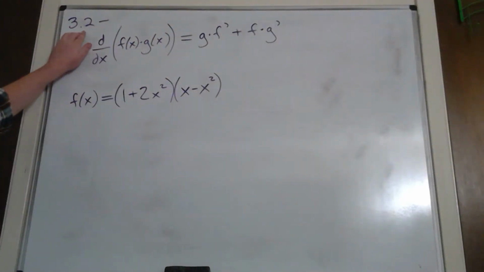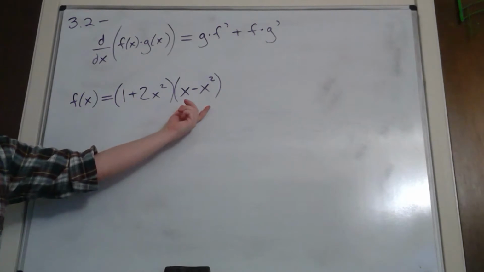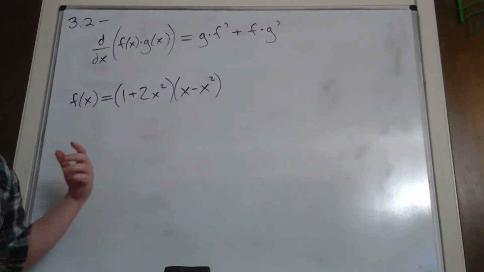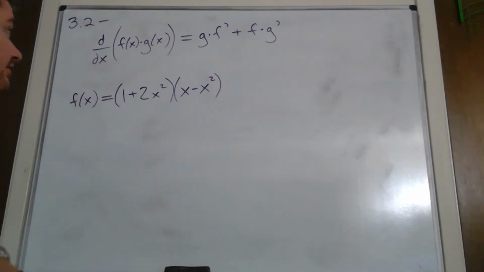Okay, folks, section 3.2, we're going to do an example of using the product rule. What I've got here is a question from the homework. I think it was actually a pre-lecture to the product rule. However, they end up giving you the product rule in the lecture in this problem. So a good little problem.